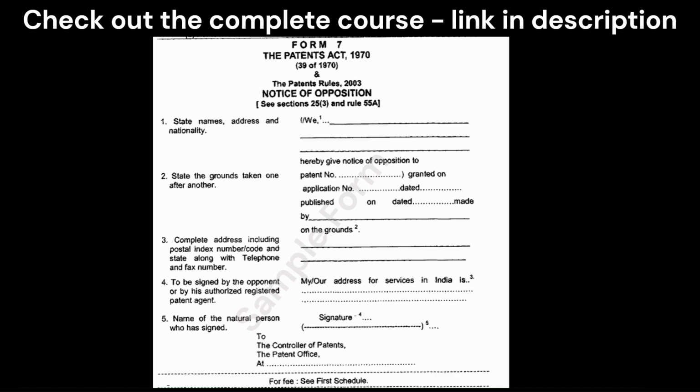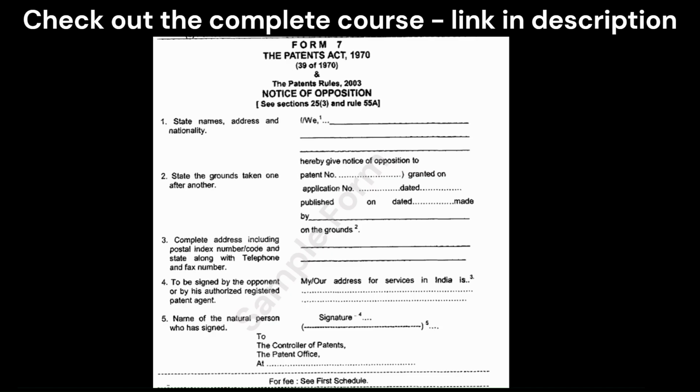What are the grounds? The opposition must be based on specific reasons allowed under Section 25(2). Those grounds are: the invention was already known or published before the filing date, that is, it lacks novelty; the invention is obvious or lacks inventive step. The third ground can be that the invention was wrongfully obtained from another person. You have to select any one ground for your reason to oppose this patent.